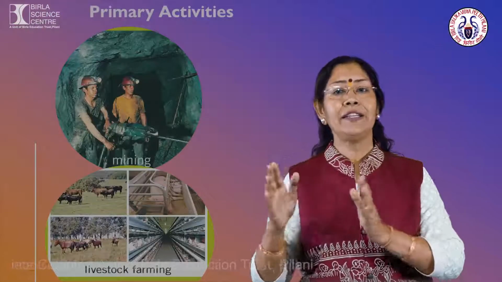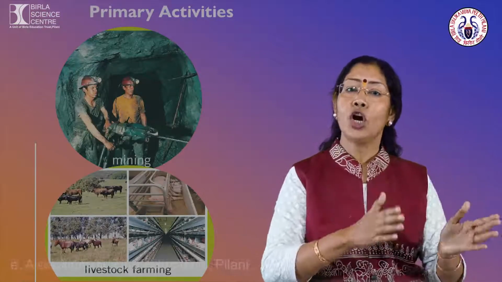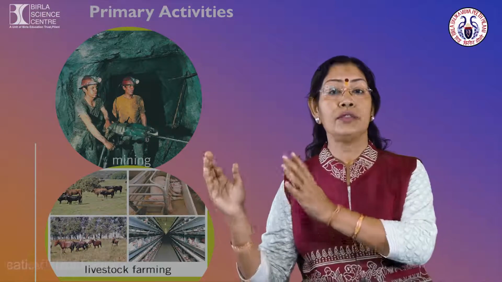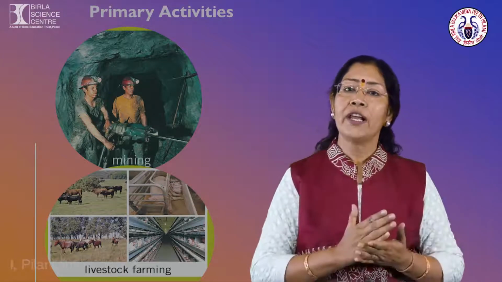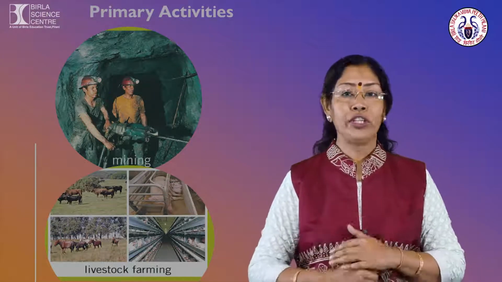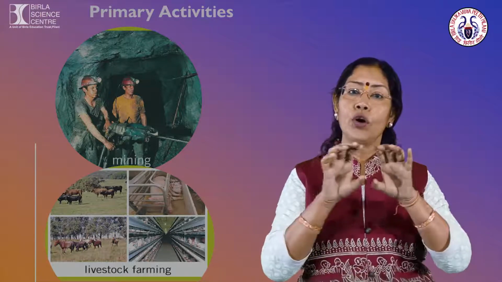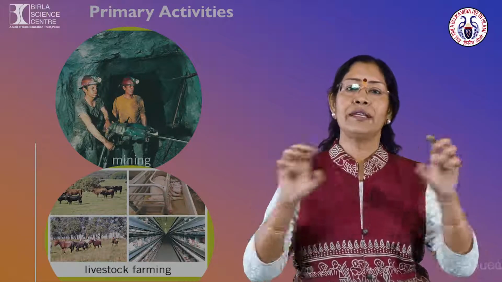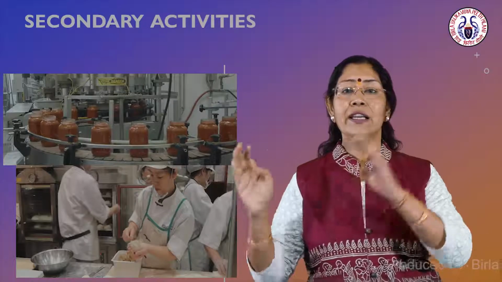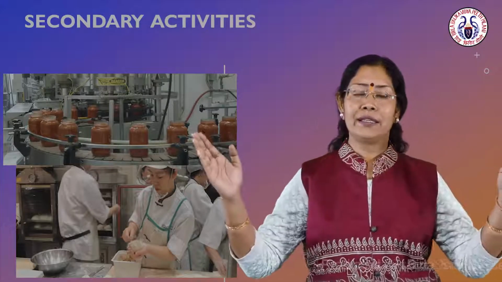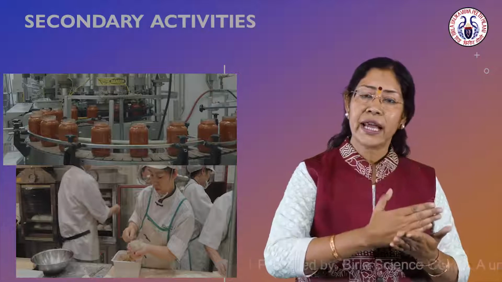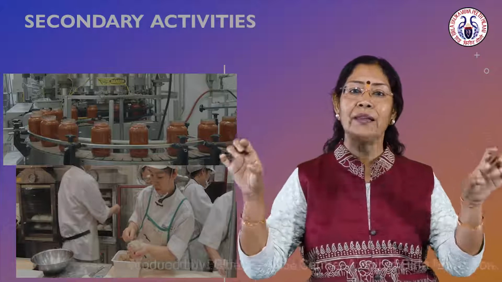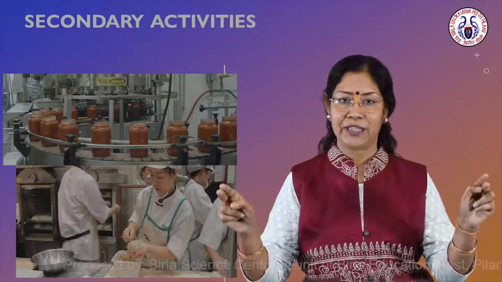The primary activities means the production or extraction from our natural resources. For example, agriculture, fishing, extracting minerals, they all come under the banner of primary activity. Now the secondary activity is the process from scratch to the finished product. This comes under the banner called secondary activity.